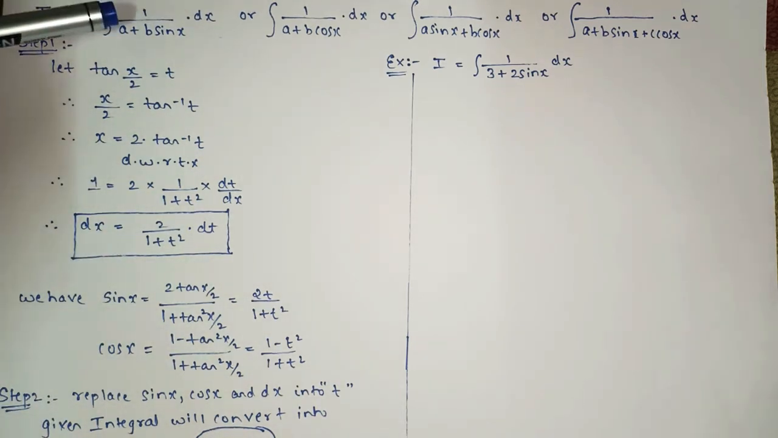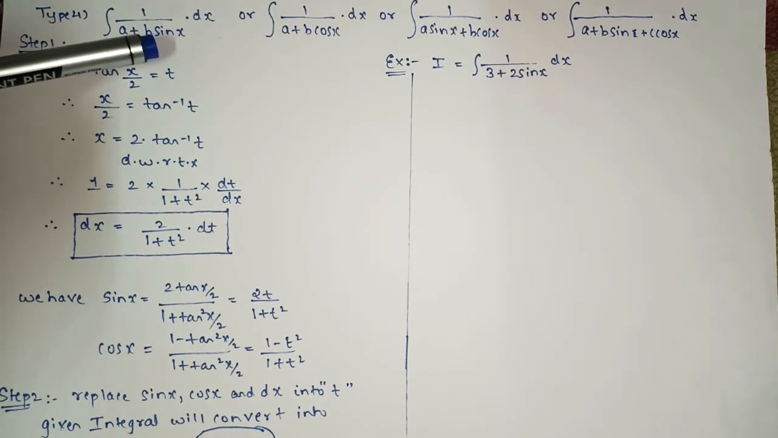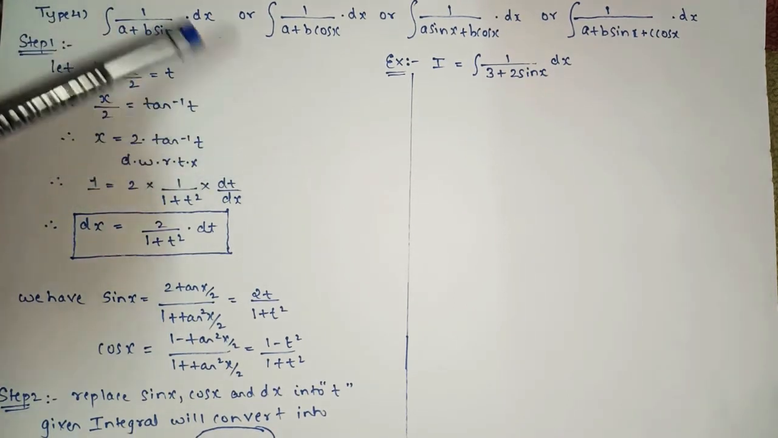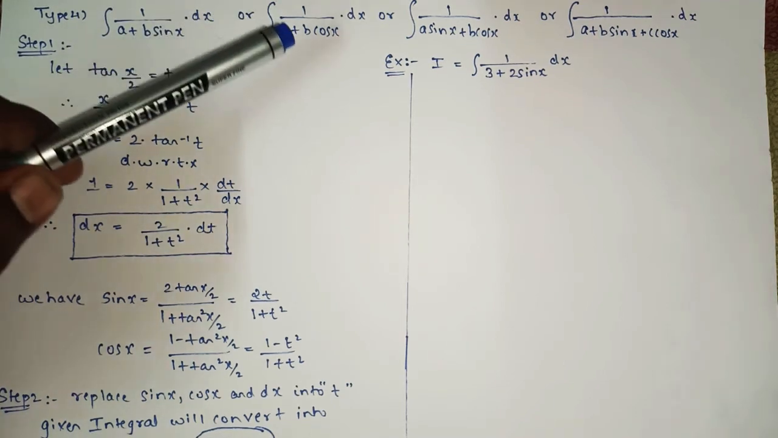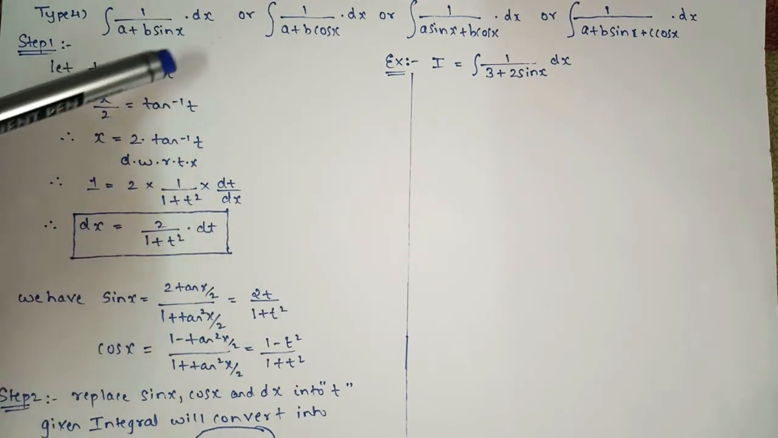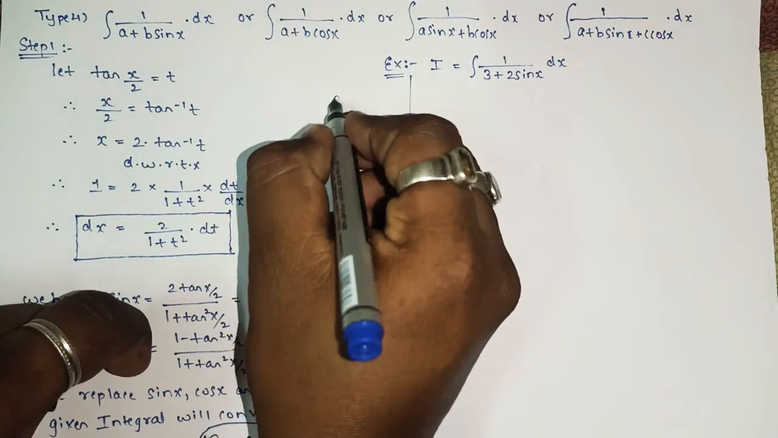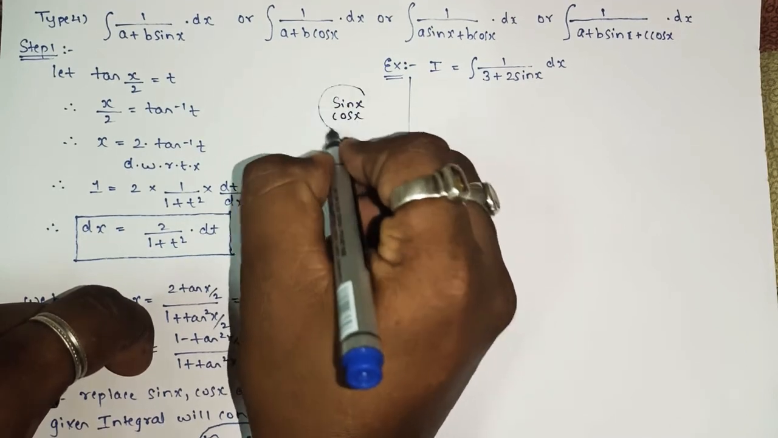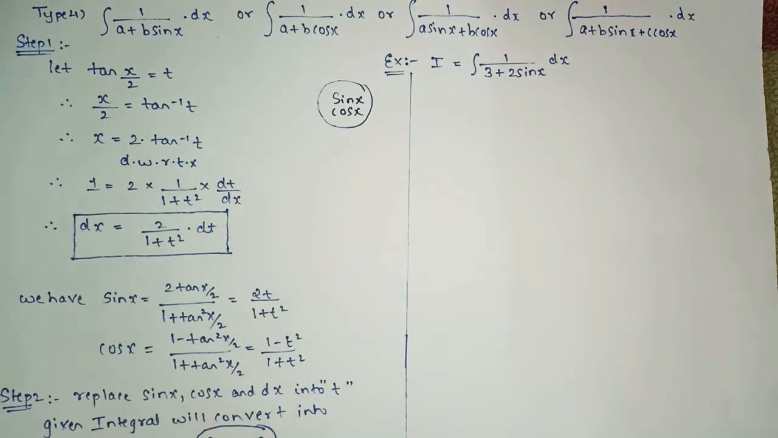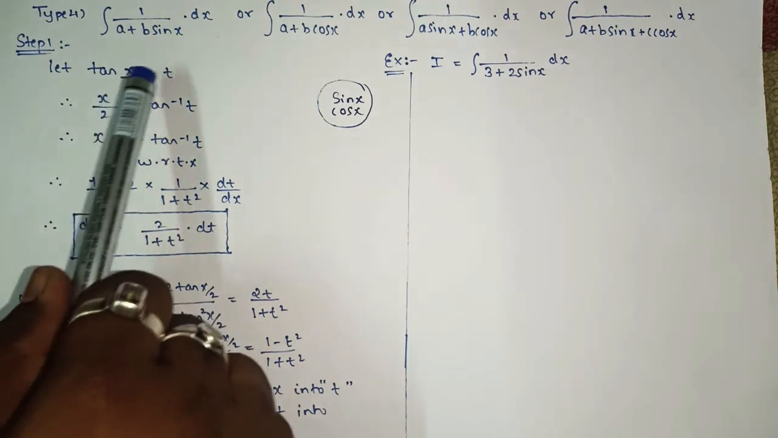the numerator should contain 1, that is the first thing. A and b will be replaced by numbers, that is the second thing. And the denominator should contain only sin x or cos x. So this is the format only for sin x and cos x, remember this. Okay, now the first step is what? You will start with let, you will take tan x by 2 equals t.